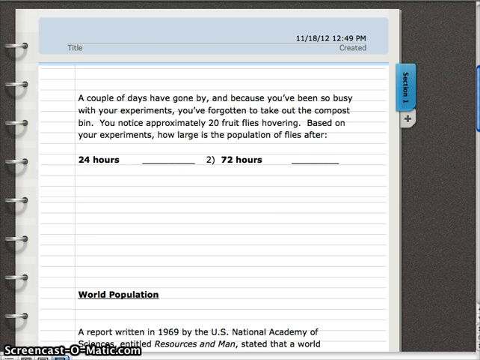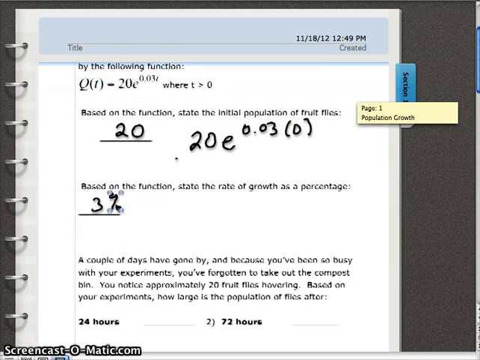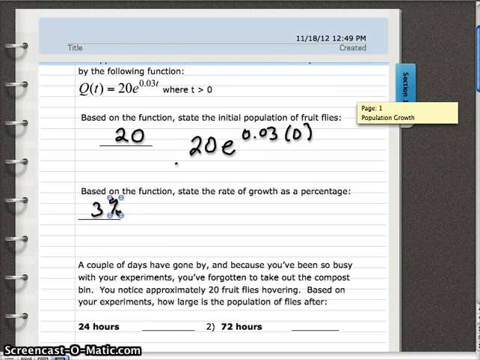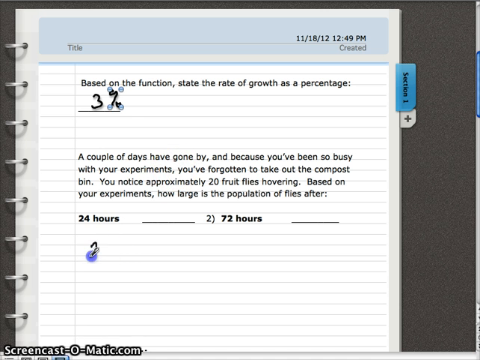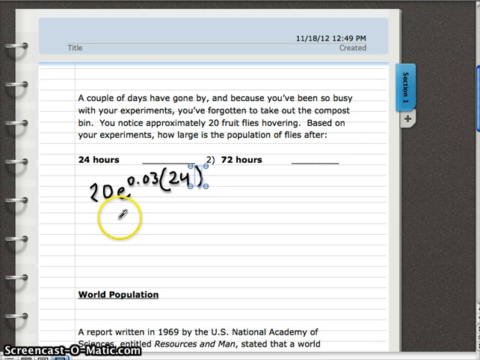So let's use our equation, the same equation. We came up with it. It was given to us. 20e to the 0.03 times t hours. So this time t represents the amount of time that has gone by. So if 24 hours have gone by, we substitute 24 for t. We can use our calculators to do this fancy math. If you have a scientific calculator or a graphing calculator, you simply press the e button and then raise it to this power. It can do the math all for you.